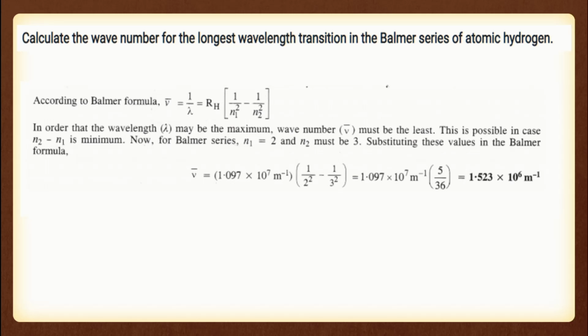Substituting these values in the Balmer formula, nu bar is equal to 1.097 into 10 power 7 meter inverse into (1 by 2 square minus 1 by 3 square), which is equal to 1.097 into 10 power 7 meter inverse into 5 by 36, which is equal to 1.523 into 10 power 6 meter inverse.